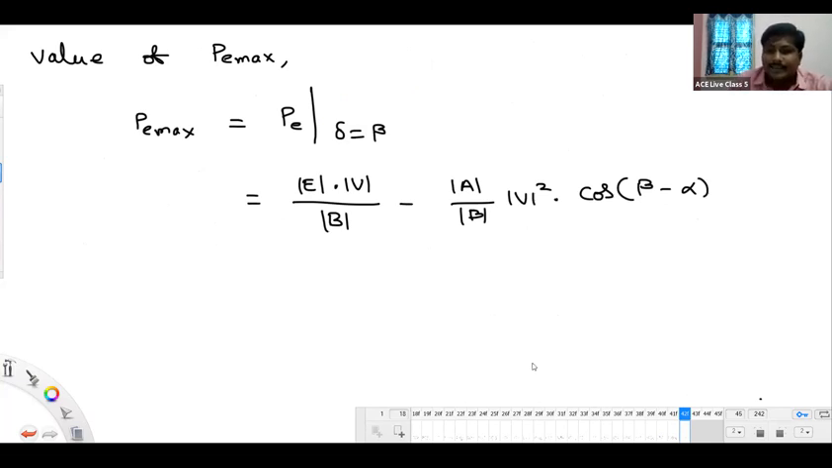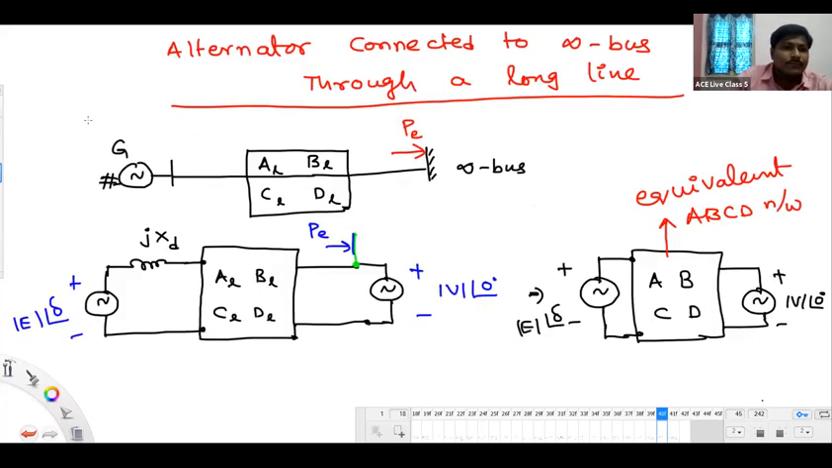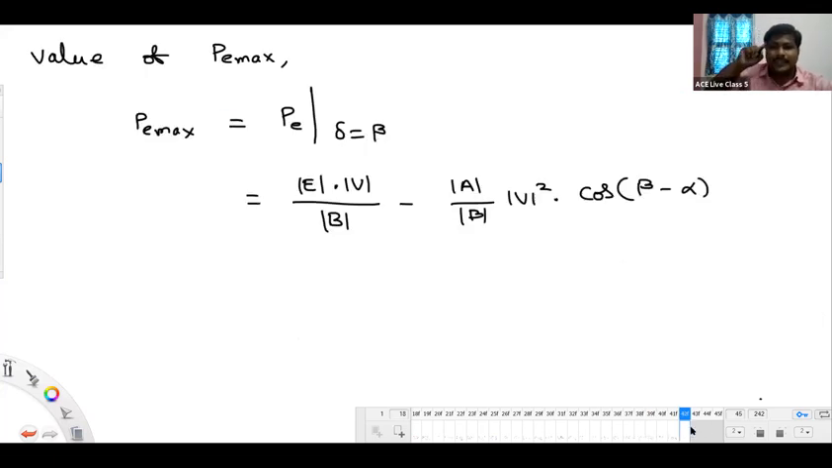Rosemary, we are discussing this only for the cylindrical rotor machine, not for the salient pole machine.